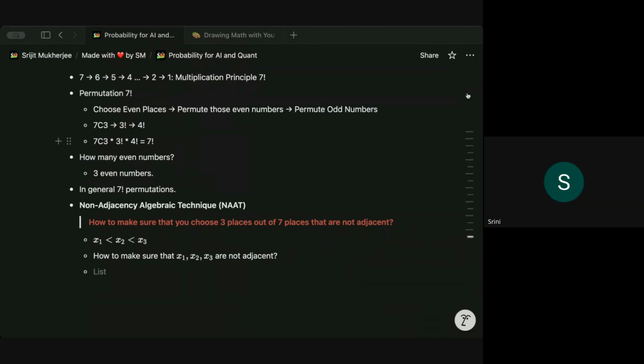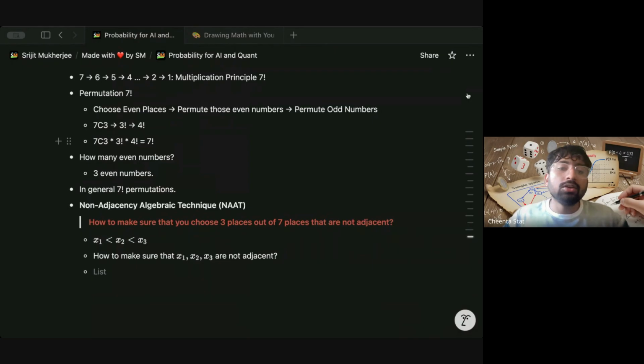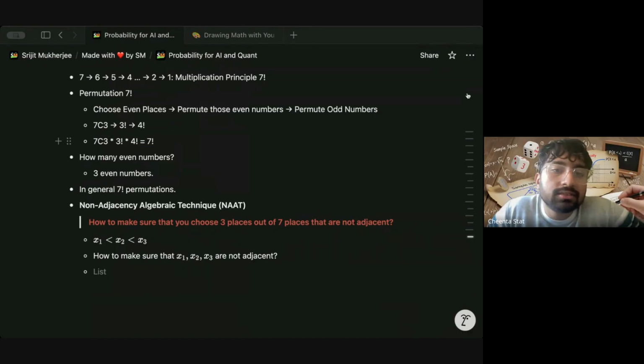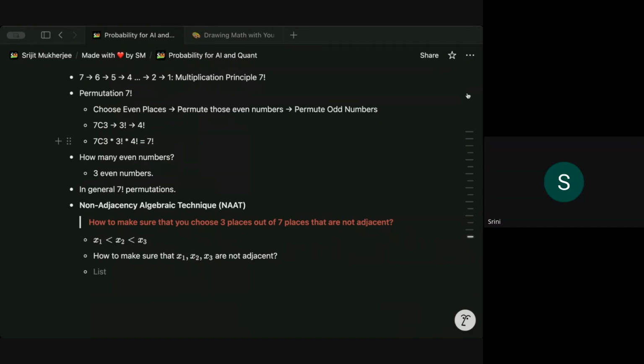You have four odd numbers, and you drop the even numbers in between those odd numbers. If you write the odds, you have five slots in between those odd numbers, and so I need to choose three slots amongst them to drop even numbers in.